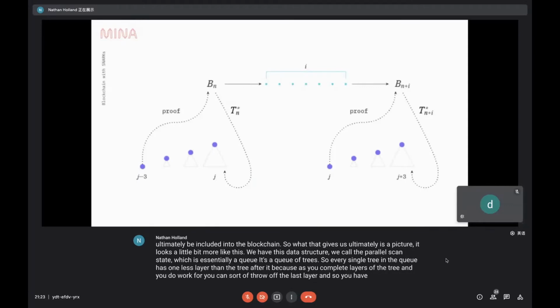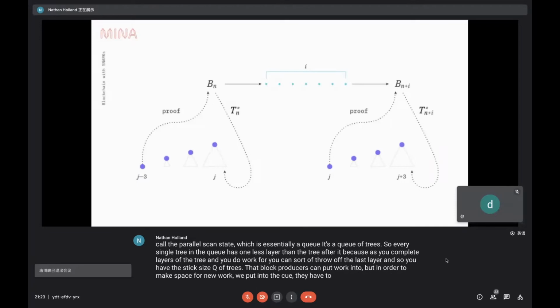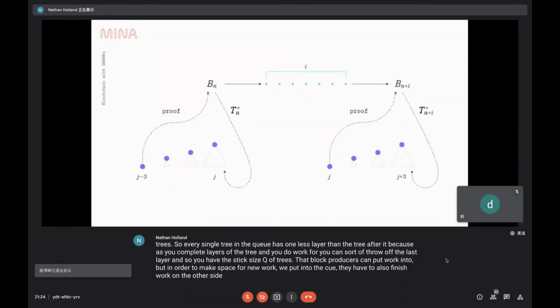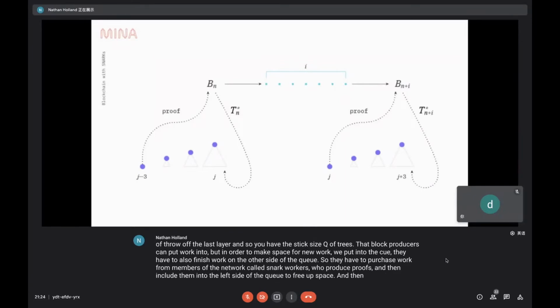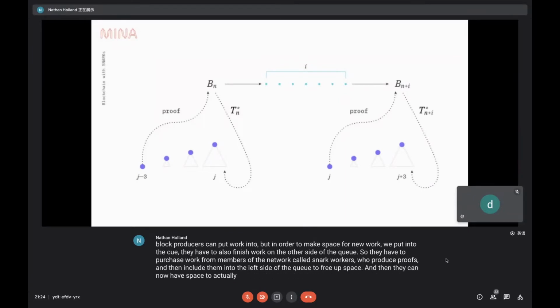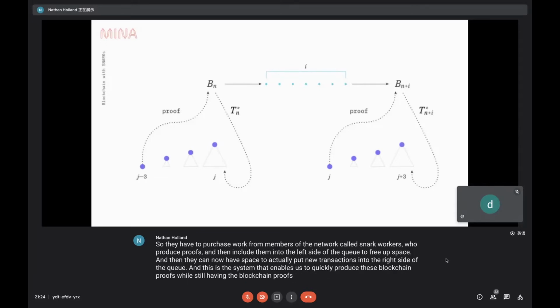And so you have this fixed size queue of trees that block producers can put work into, but in order to make space for new work we put into the queue, they have to also finish work on the other side of the queue. So they have to purchase work from members of the network called snark workers who produce proofs, and then include them into the left side of the queue to free up space. And then they can now have space to actually put new transactions into the right side of the queue. And this is the system that enables us to quickly produce these blockchain proofs while still having the blockchain proofs encapsulate all the statements of every single transaction we apply on the network.